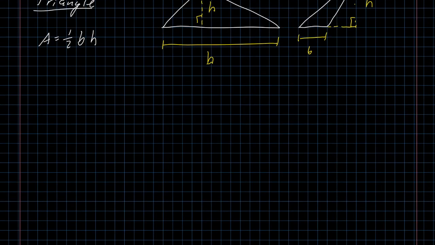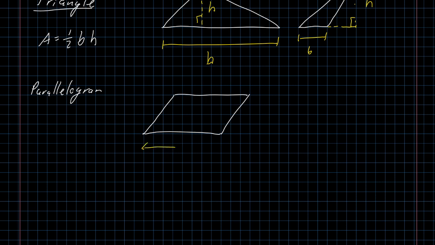And the same thing can happen with the other shapes that I wanted to talk about. A parallelogram is a shape that has two parallel sides, and we're going to use the same vocabulary we used for a triangle. We're going to call this the base. We're going to measure perpendicularly and call this the height.